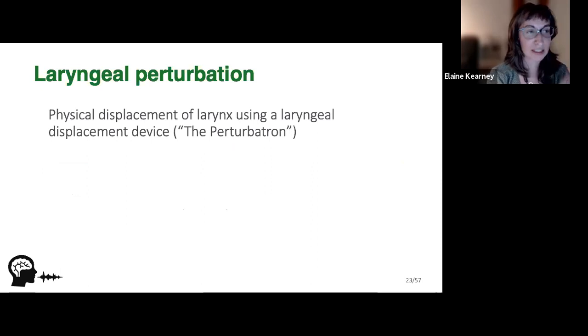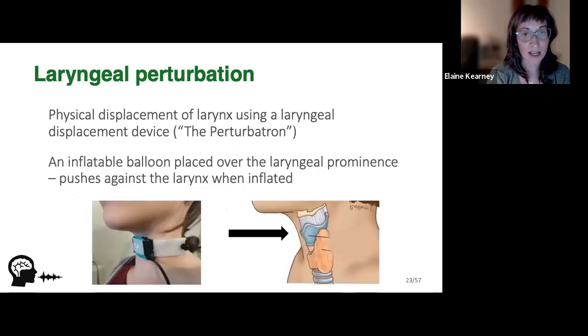The laryngeal perturbation consisted of a physical displacement of the larynx using a laryngeal displacement device. This is a lab-made device, and in the lab we refer to it as the Perturbatron. It consists of an inflatable balloon that is embedded within a collar placed over the laryngeal prominence, and we can control how and when that balloon is inflated using scripts in MATLAB. That inflates, it then pushes against the larynx, and the effect on fundamental frequency is that it lowers. And this is very similar to what the previous studies had done.